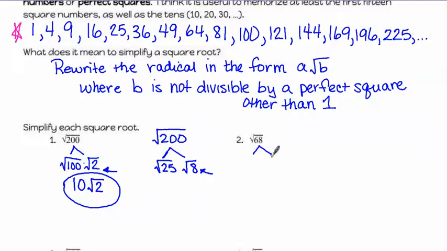So 68 divided by 64 gives me a decimal. And then I try 68 divided by 49, which is also a decimal. And 68 divided by 36, still a decimal. And I keep going until I find one that works. And the first one you will find in this case is 68 divided by 4.